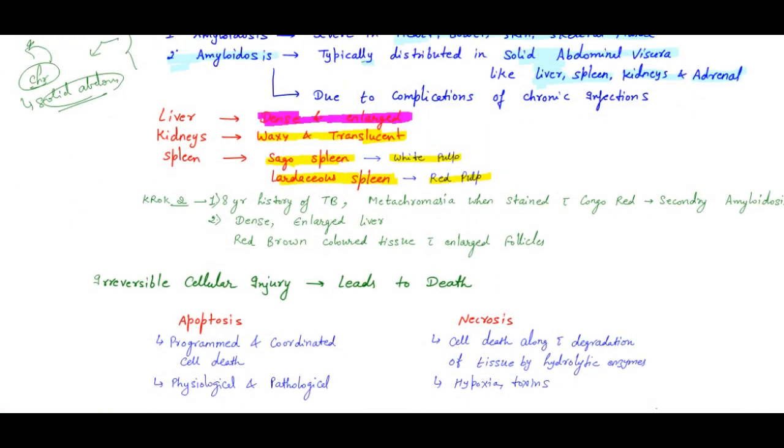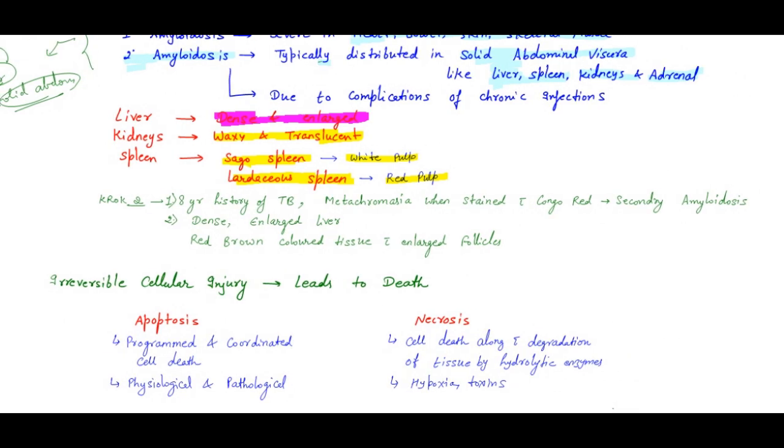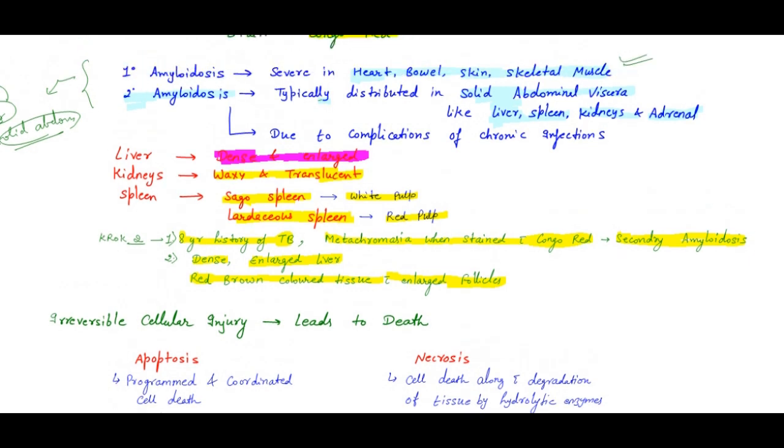So again, here is one crow question. There is an 8-year history of tuberculosis, and metachromasia when stained with Congo red. That is a case of secondary amyloidosis, because they are giving 8 years of tuberculosis, which means chronic infection. And there is one more keyword: metachromasia when stained with Congo red. Congo red stain means amyloidosis, and there is a chronic infection, so secondary amyloidosis. Second question: a dense and enlarged liver is given, and also red-brown colored tissue with enlarged follicles. That is again a case of secondary amyloidosis, or amyloidosis.